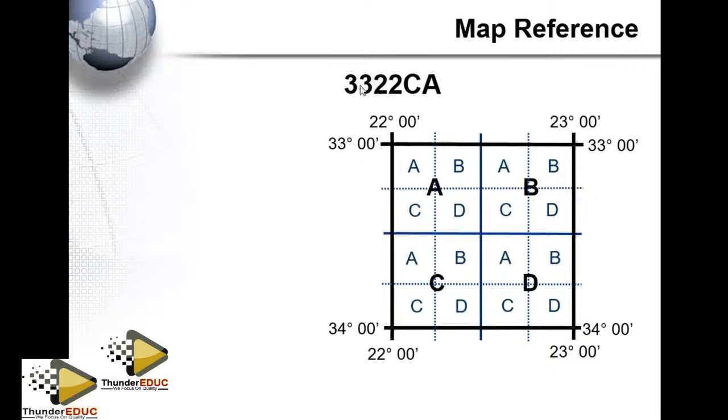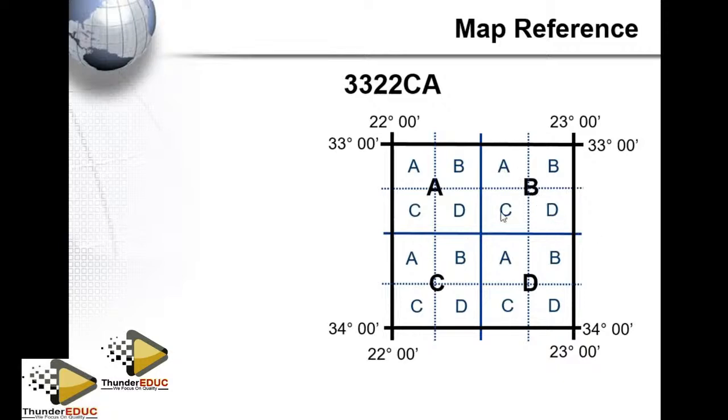That's why you see it is 3322 CA. So this 3322 is in this block here, this section here. In this block C, but this section A. So it is CA, it is CB, it is CC, it is CD. So this one will be DA, DB, DC, DD. Then this one will be AA, AB, AC, AD. This one will be BA, BB, BC, BD.